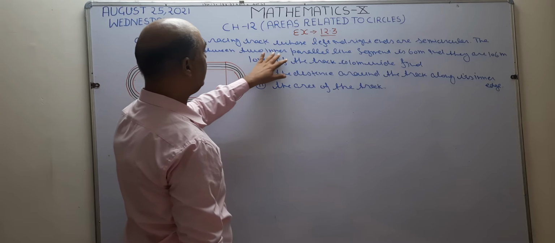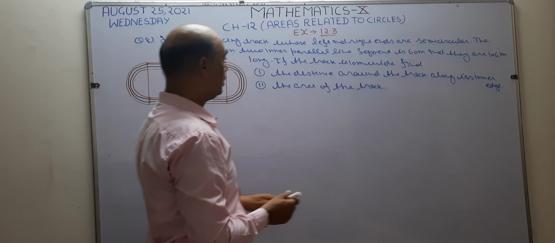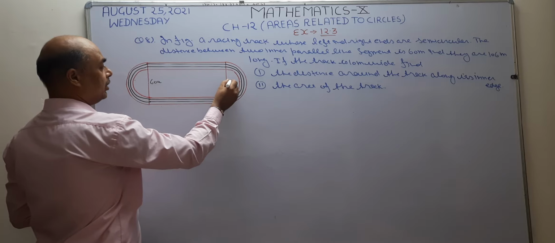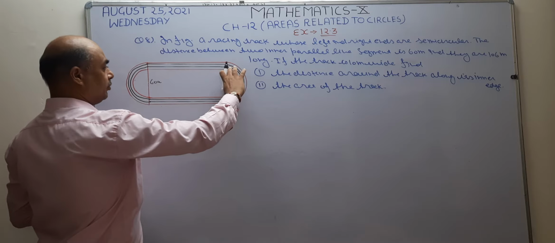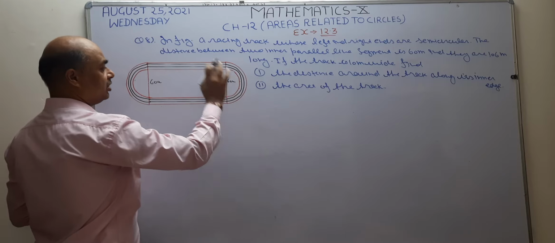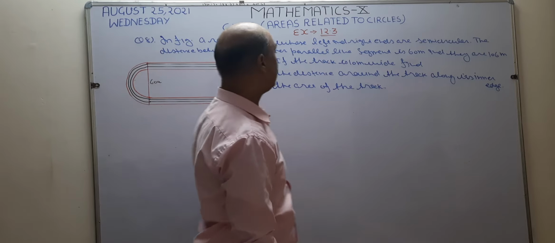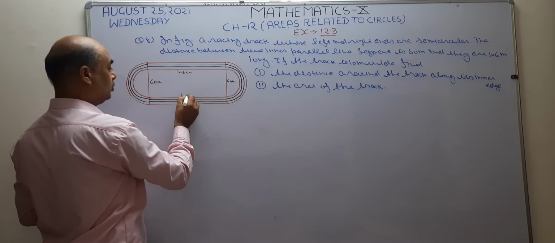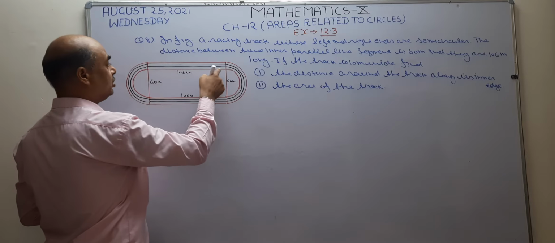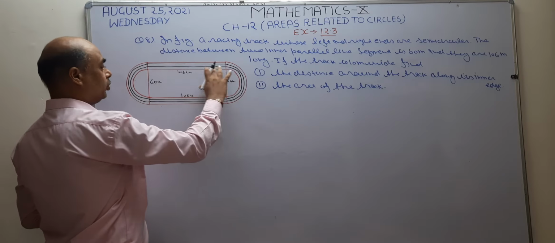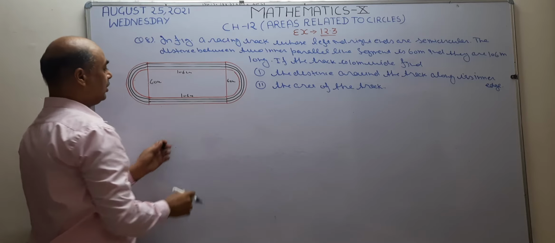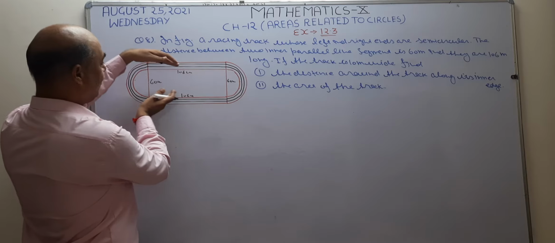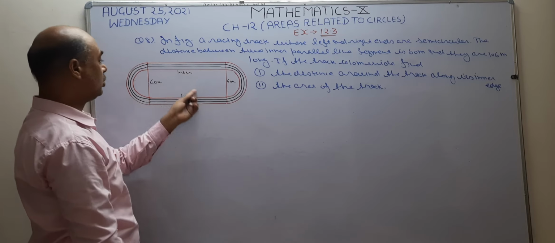The distance between the two inner parallel line segments is 60 meter. It means the distance between these two parallel lines is 60 meter. This one is 60 meter and this is 60 meter. It means the diameter of this smaller semicircle is 60 meter. And the length of these parallel sides is 106 meter long. This length from this end to this end is 106 meter. Both lines are parallel to each other because the distance between these two lines is 60 meter. As you know, when two lines have the same distance between them, they are known as parallel lines.